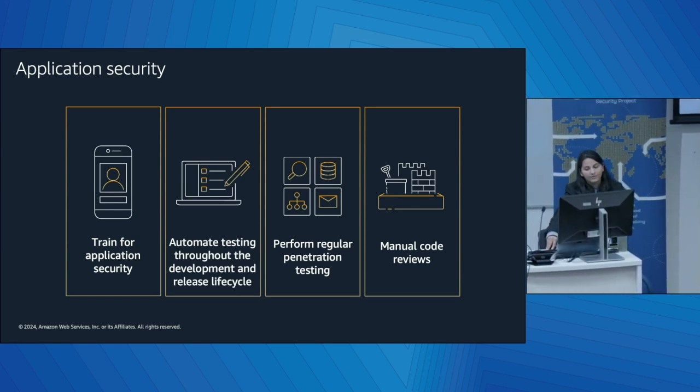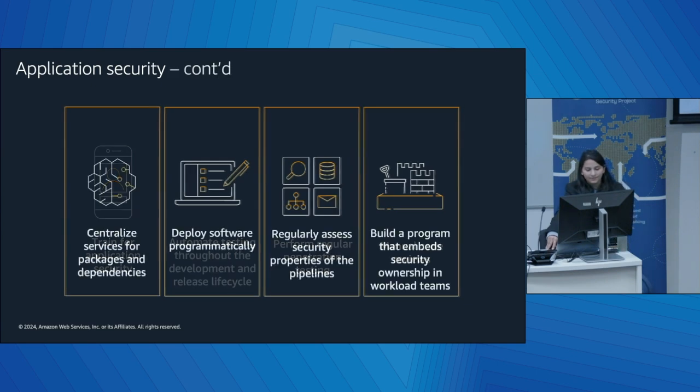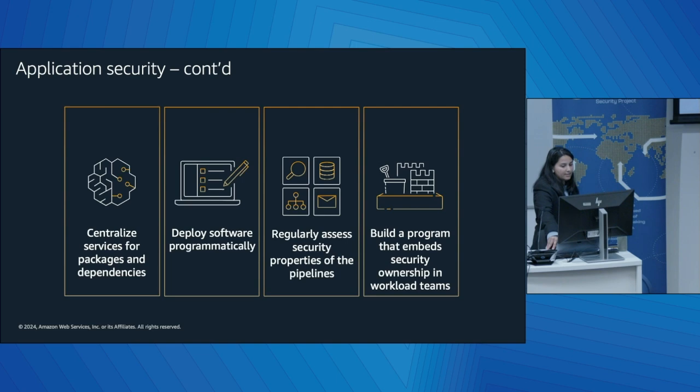And then manual code reviews. Finally, automation is good, but again, a second pair of eyes, human eyes, can help to do code reviews. So it should be a continuous and centralized way of developing your software and programs, and then again regularly assess it, and build a program that embeds security. And I will talk about security ownership in the end, about how it is not just one person or the security team's job, it is everyone's job.